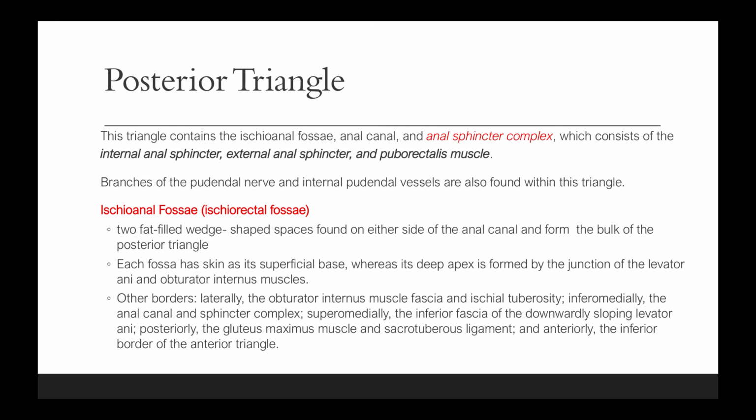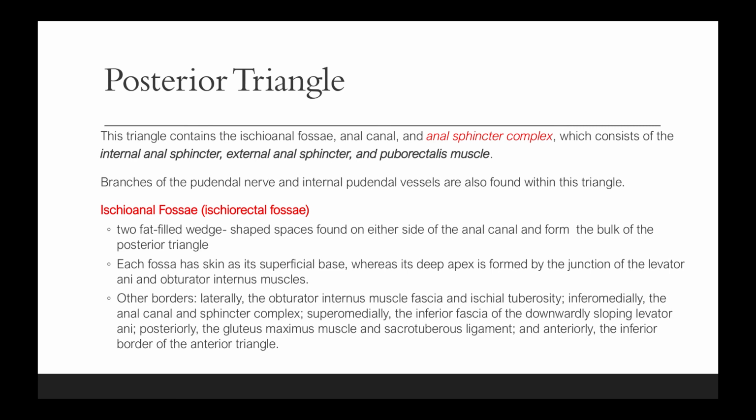So, within the posterior triangle, we have the ischioanal fossae, which are two fat-filled wedge-shaped spaces found on either side of the anal canal and form the bulk of the posterior triangle. So each fossa has skin as its superficial base, whereas its deep apex is formed by the junction of the levator ani and the obturator internus muscles.